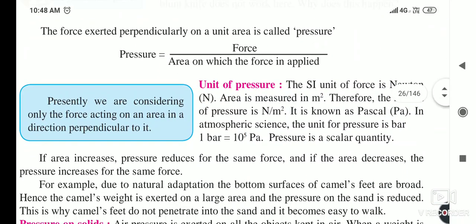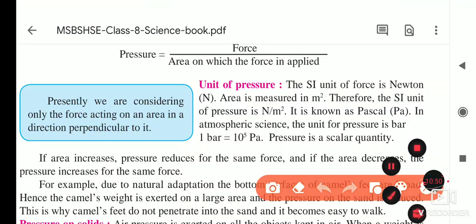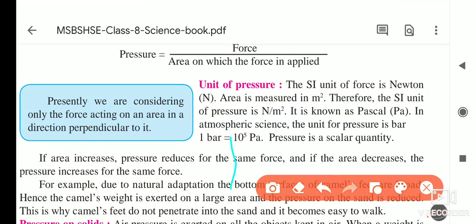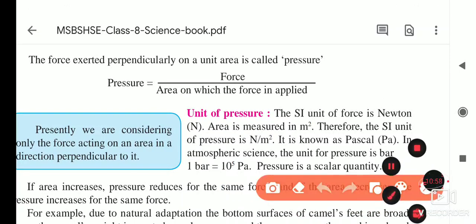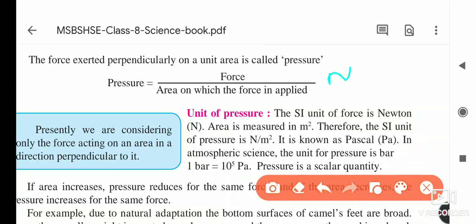Now we will see what the unit of pressure is. We find the unit of pressure by using the formula only. So what is the formula for pressure? Pressure is equal to force upon area. So force we are always measuring in the Newton.